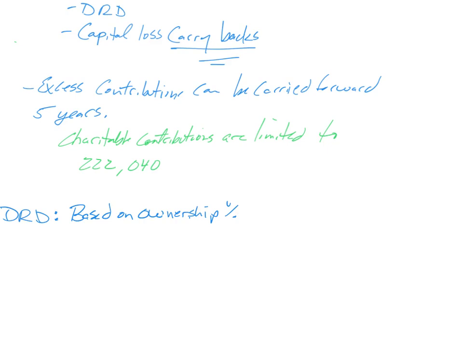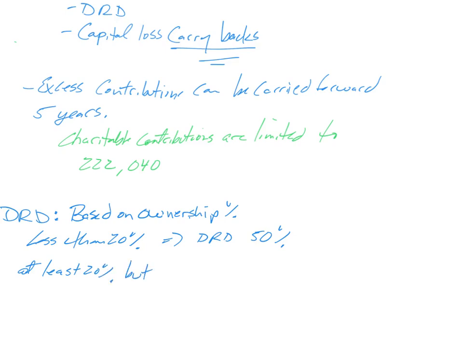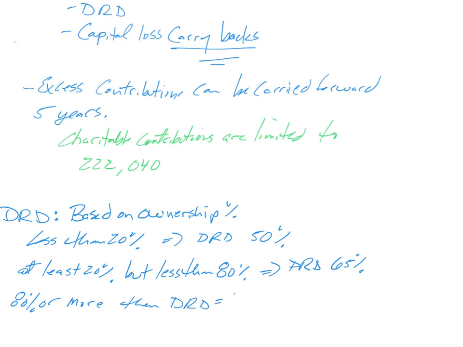All right, and the percentages lay out like this. If you have less than 20% ownership, then your dividends received deduction percentage is 50%. If you're at least 20%, but less than 80% ownership, then your DRD is 65%. If you are 80% or more for your ownership, then your dividends received deduction equals 100%. So in our situation, what do we know?